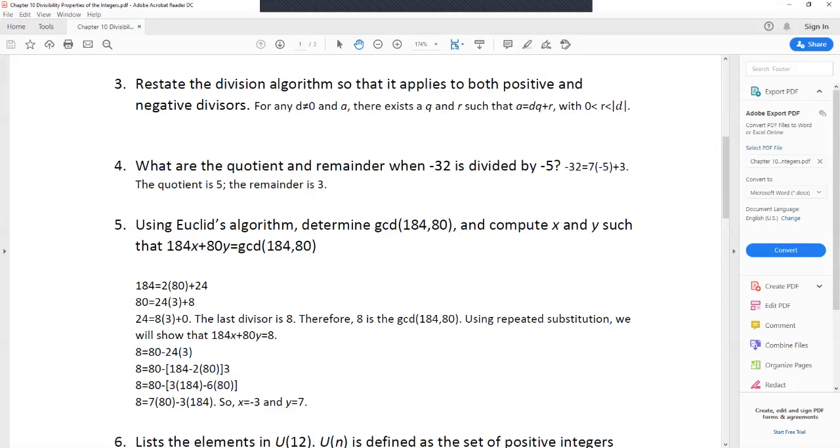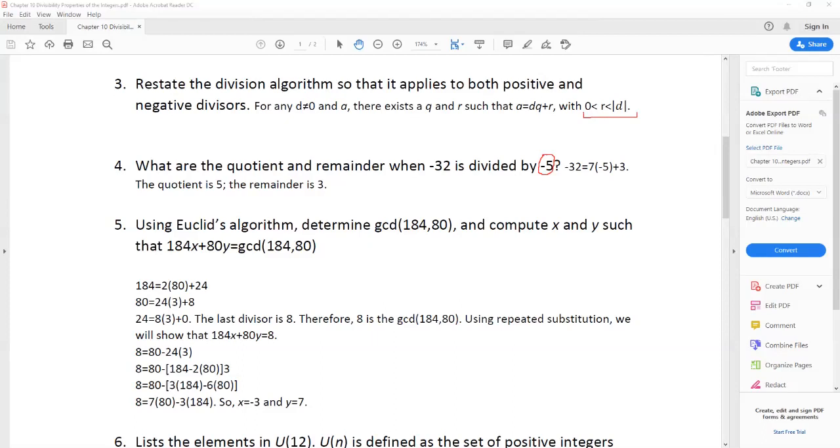Number 4 says, what are the quotient and remainder when negative 32 is divided by negative 5? Okay, so this time our divisor is negative 5, which we are going to allow because of the modification that we made to the division algorithm in problem number 3.